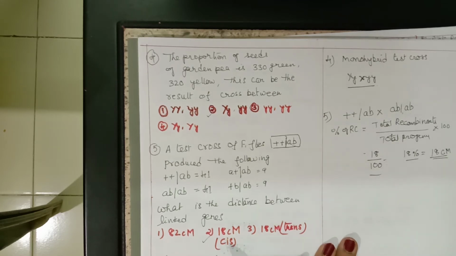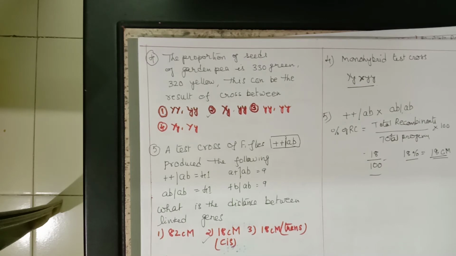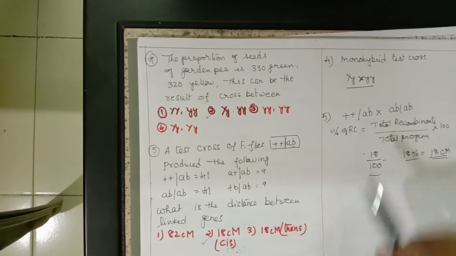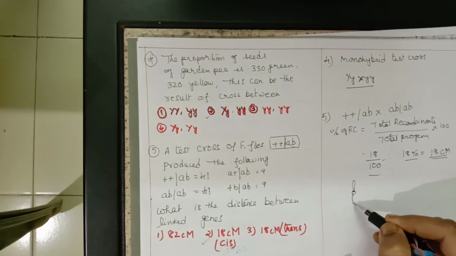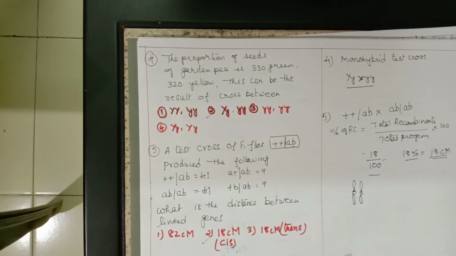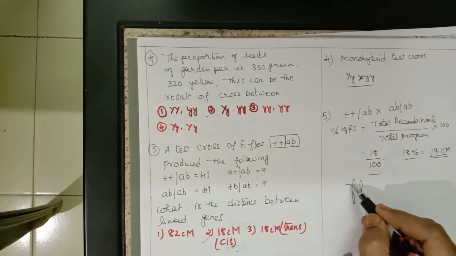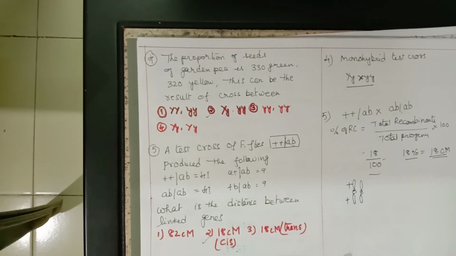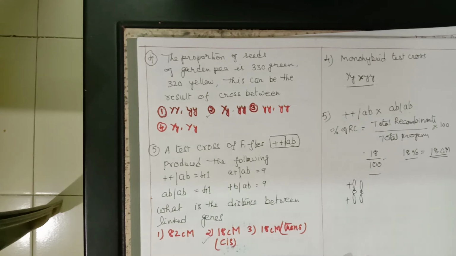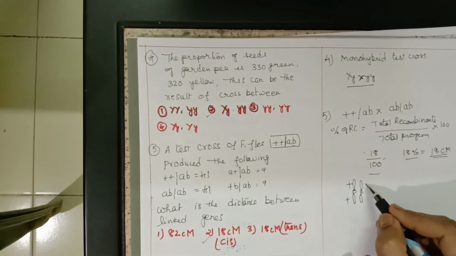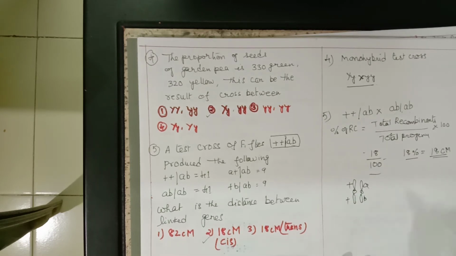Now in the options we are finding 18 centimorgan in cis manner and trans manner. In my earlier video I discussed what is cis and what is trans. So what is cis arrangement? Where in a homologous pair of chromosomes, we find both the dominant alleles in one chromosome, and the recessive alleles in the other. This type of arrangement is called a cis type of arrangement.